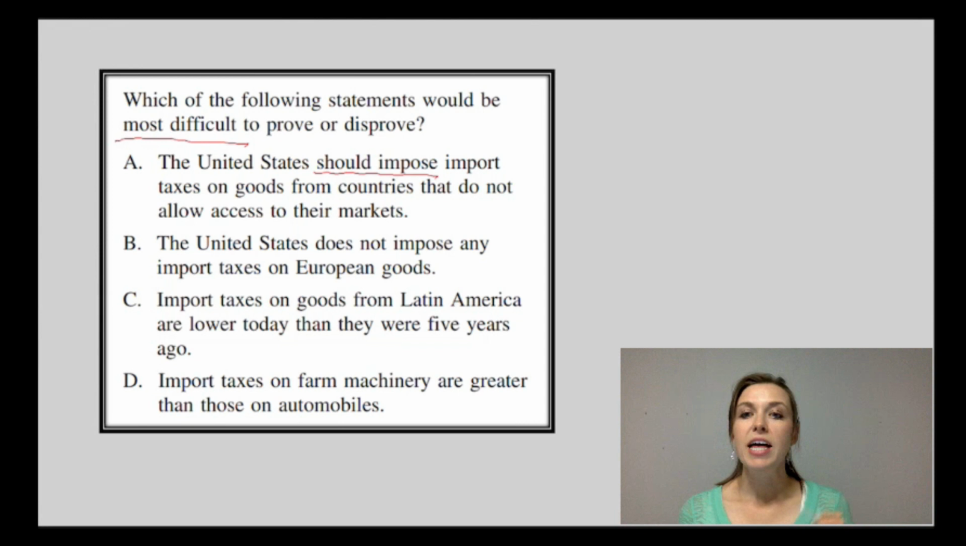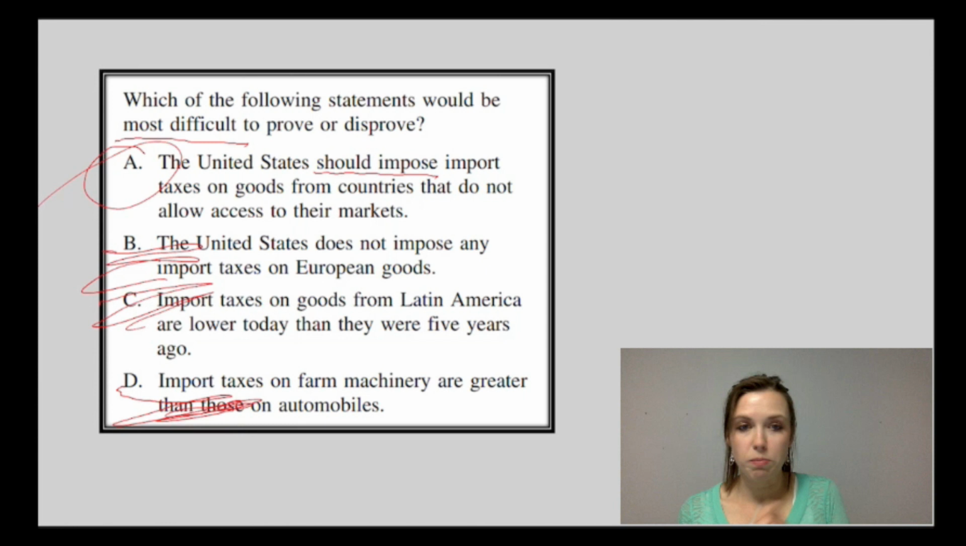The United States does not impose any import taxes on European goods. Well, that's very clear, you know, either we do or we don't. That's definitely pretty clear. So that's easy to prove or disprove. Import taxes on goods from Latin America are lower today than they were 5 years ago. Again, that's going to be pretty easy to prove or disprove. Import taxes on farm machinery are greater than those on automobiles. Again, we could easily, if we wanted to research it, prove or disprove that. So A would be the answer. And again, it's all about the wording. Should, right? Should is an iffy word. So be mindful of your readings there.